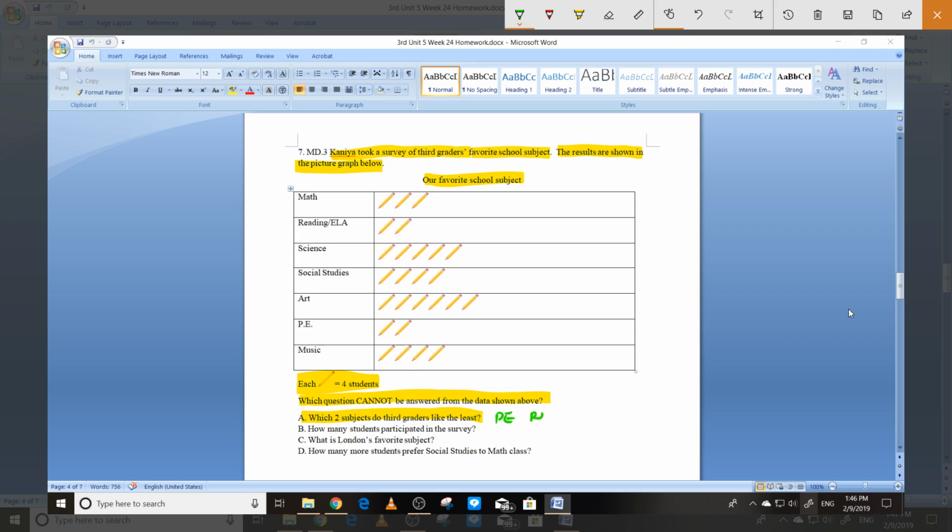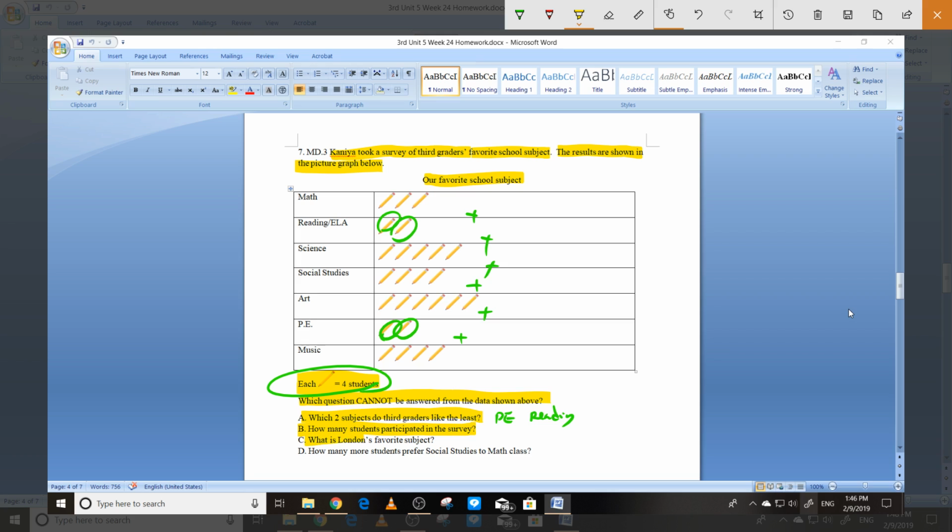And reading slash ELA, because they both only got 2 pencils. How about B? B says how many students participated in the survey. Now we can also find that information. We can just add all the pencils up and multiply by 4 because each pencil represents 4 students. So we can also figure out B from the graph. So they're not the correct answer because we're trying to figure out which one cannot be answered.